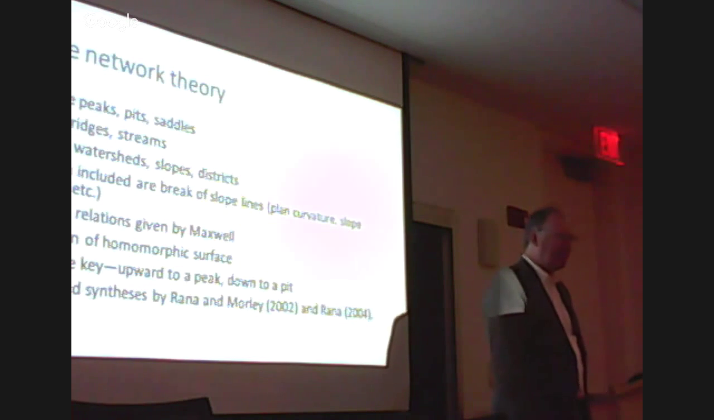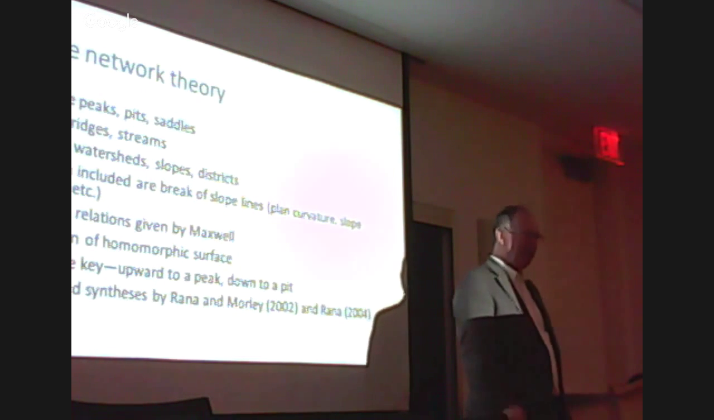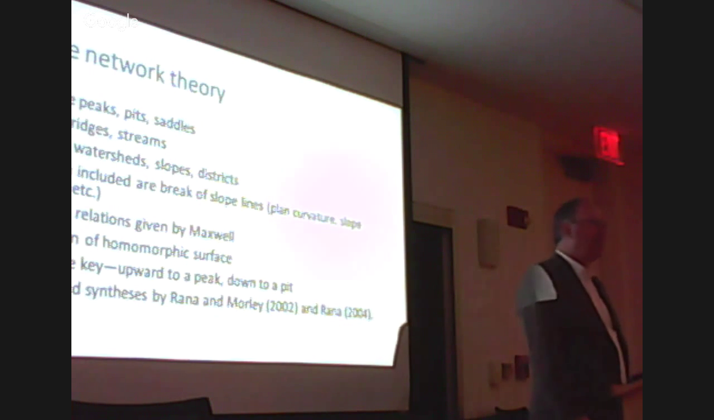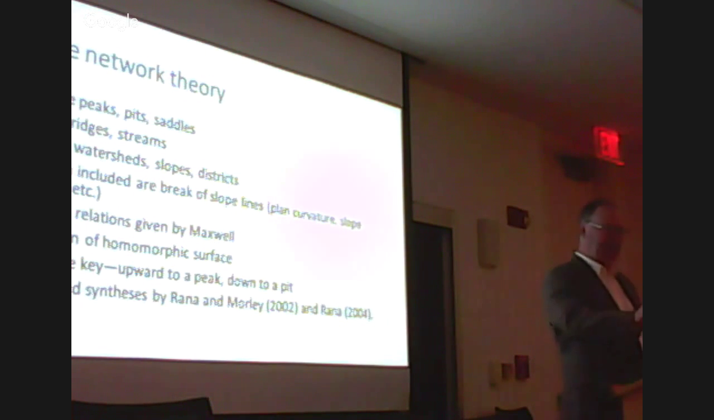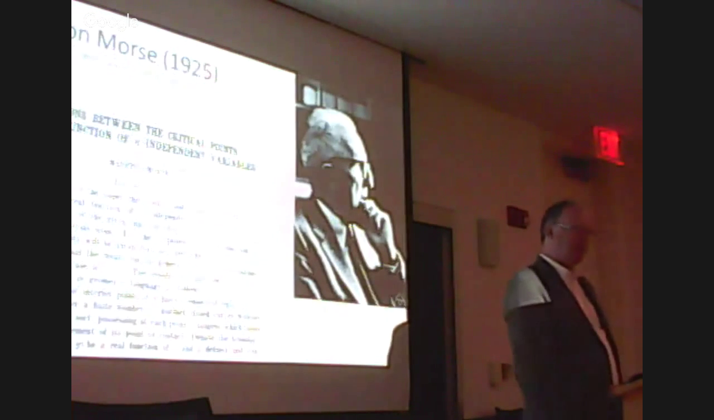So in Maxwell's theory, the saddle points are the key, and if you could find the saddles on the landscape, you could trace upward to find a peak, and you could trace downward to find a pit. So that line that could be drawn, the slope line, would be a connecting line and therefore part of the topology. And if you're interested in this, there have been two absolutely thorough literature surveys of this literature by Raynor Morley in 2002 and Raynor in his dissertation in 2004 did an excellent job of synthesizing this material.